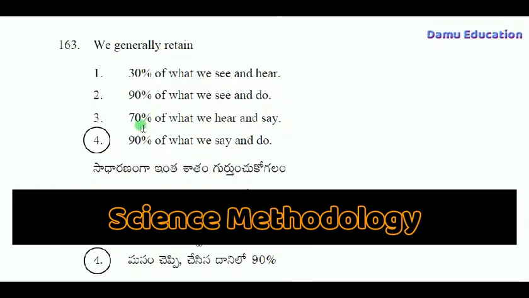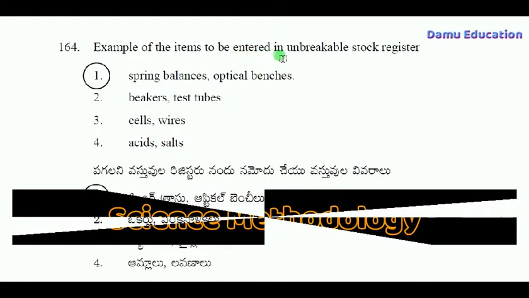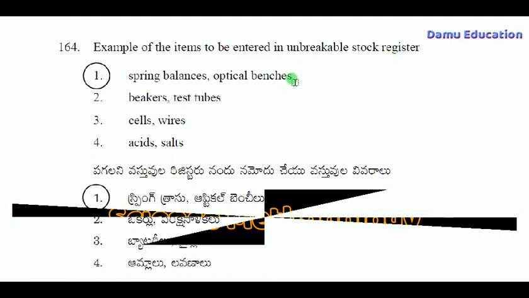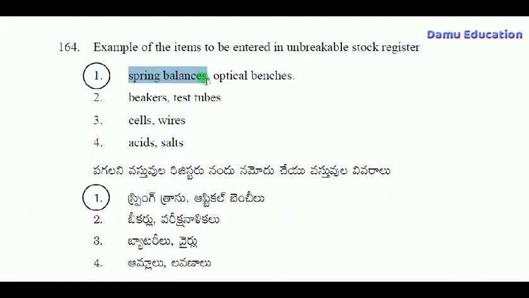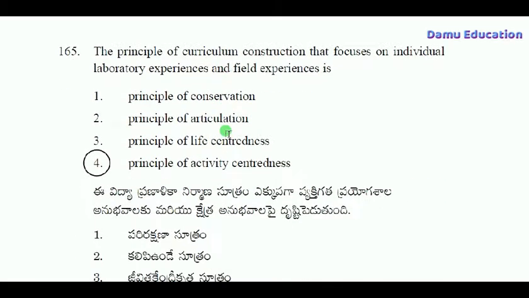We generally retain 90% of what we say and do. Example of the items to be entered in unbreakable stock register: spring balances, optical benches. The principle of curriculum construction that focuses on individual laboratory experiences and field experiences is principle of activity centeredness.